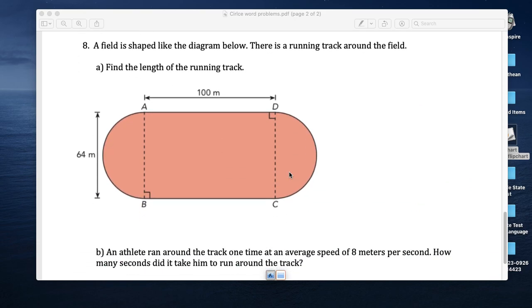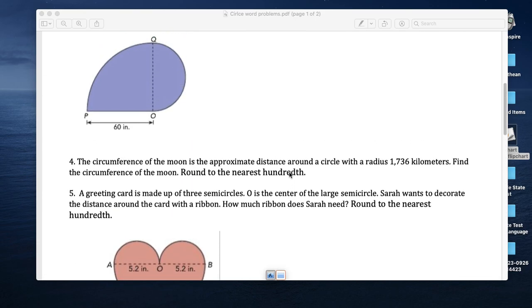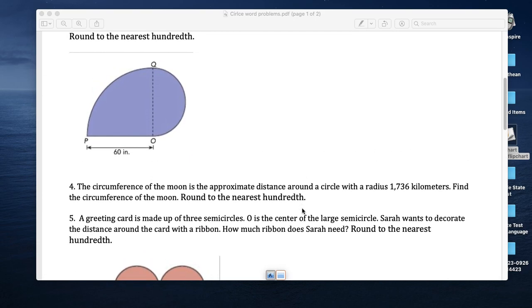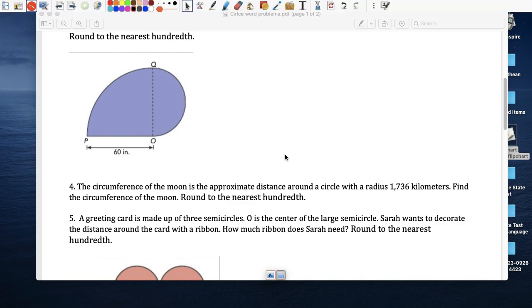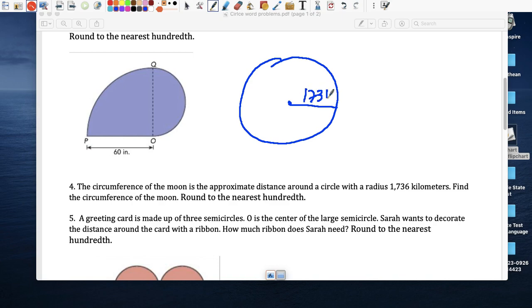Right, where am I? For the circumference of the moon, it's approximately the distance around a circle with a radius of, so let me draw a circle. And they're telling us that the radius here is 1,736 kilometers. Find the circumference of the moon. So the circumference of the moon is the approximate distance around a circle with a radius of 1,736 kilometers.